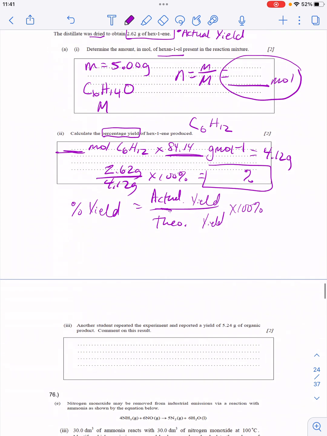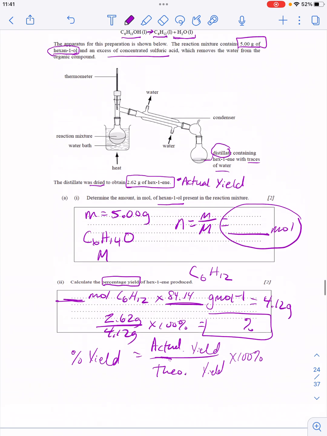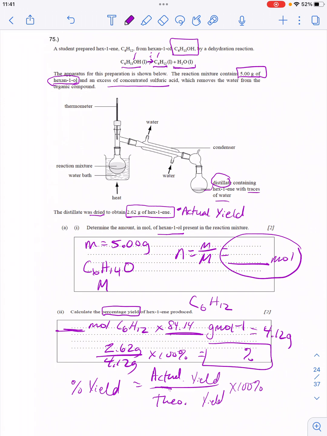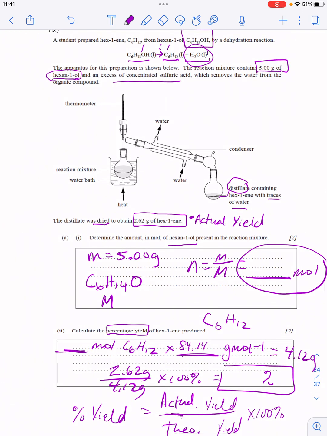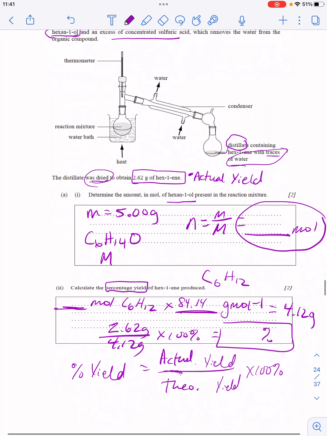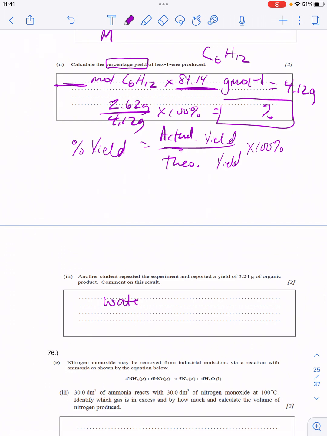Now in the follow-up question, it says another student repeated the experiment and got a yield of 5.24 grams. So comment on that. It's a bit strange to get a yield over 100%, or at least normally when we think about that, because you can't make more than 100% of the product, right? Well, if you ever get a value that's over 100%, that must mean the presence of some kind of impurity. But ideally, you want to suggest specific impurities. So like in this one, they've talked about how water is the other product, and they said there's traces of water, and they said they've tried to dry it, right? But it's definitely possible that there's still water remaining with the product.